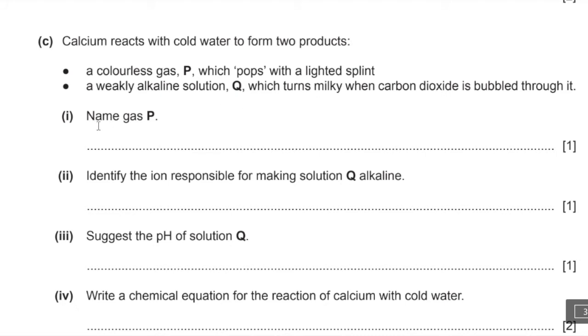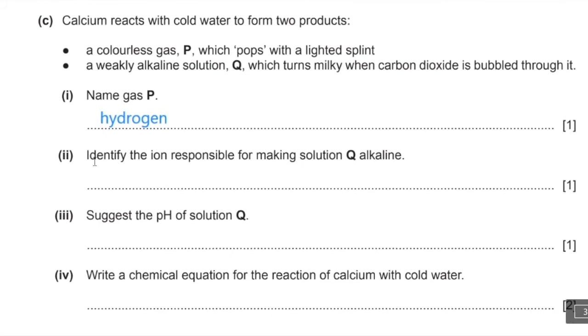And so one, name the gas P, so it's hydrogen, and this is one of those reactions which you have to memorize. 2, identify the ion responsible for making solution Q alkaline. So solution Q is calcium hydroxide, and hydroxide ion is the ion responsible for the pH.